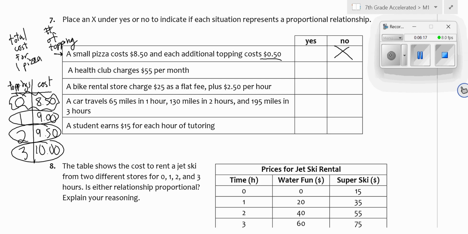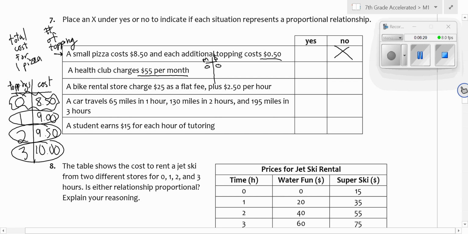So we look at that next one. The health club charges $55 per month. If we were to make a quick table of the number of months versus how much it costs, 0 would cost 0. 1 would cost 55. 2 would cost 110. And if we simplified these ratios, it would all simplify down to that original unit rate, 55 per month. Okay, so that's a yes.